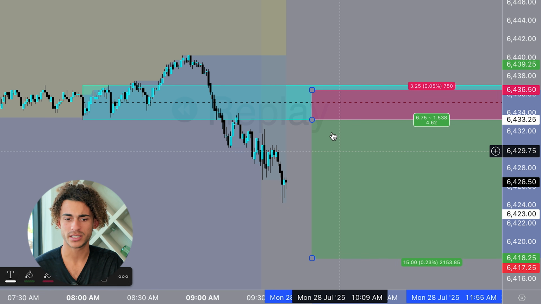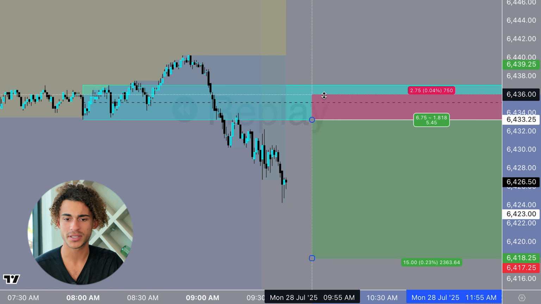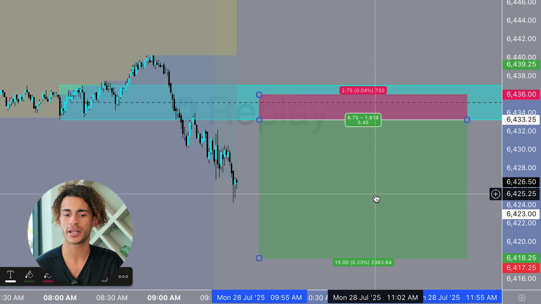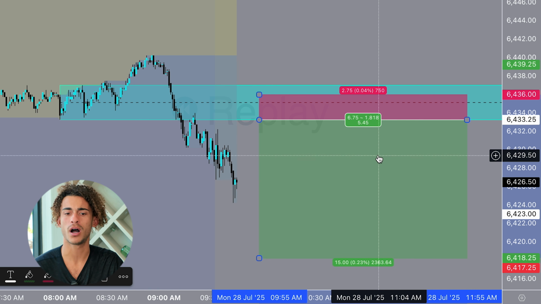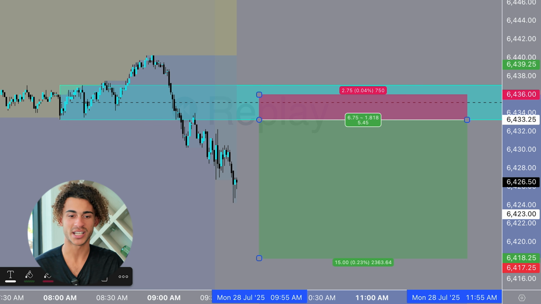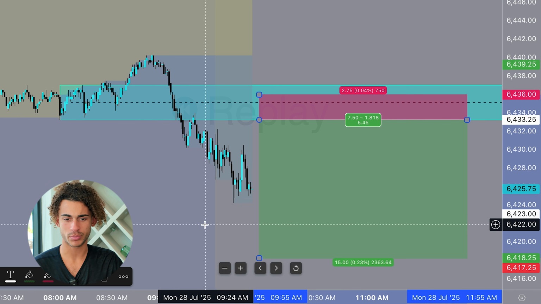We are looking for a retest of this zone. We are going to place our stop slightly above this midpoint. We're going to target 15 points with a risk to reward of 1 to 5. Let's see what happens, guys. Looking like we're going to get that retest pretty soon here.